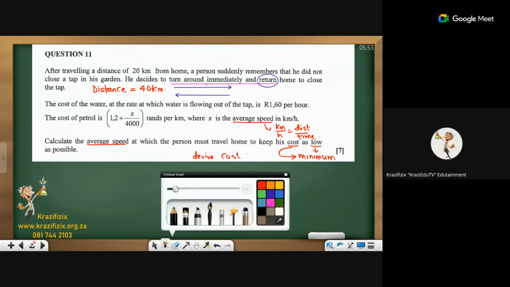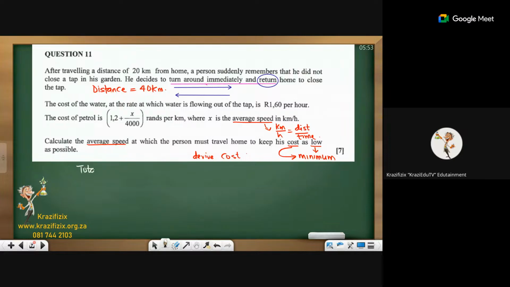Now, what is the total cost this guy is going to be incurring? Let's see. It is the cost of traveling, which is the cost of petrol, plus the cost of water running. So interpretation, cost of water. But do you notice that they gave us 1 rand 60 per hour? The question is, for how many hours has this water been running? This is what we are going to now walk through together.